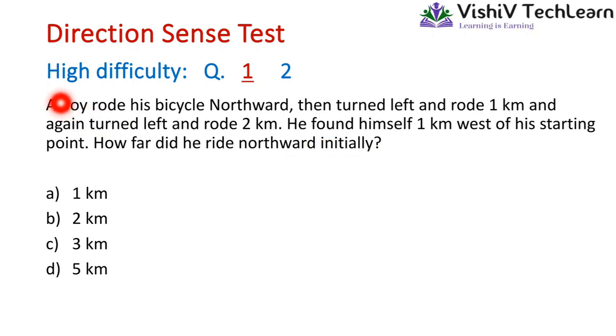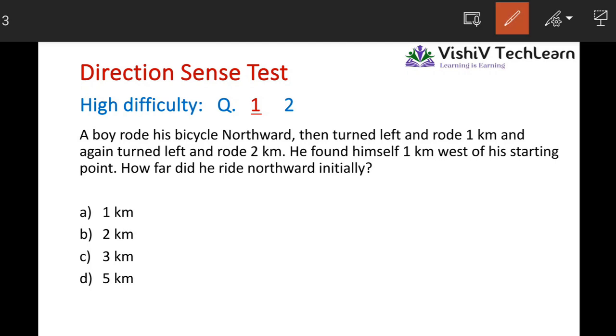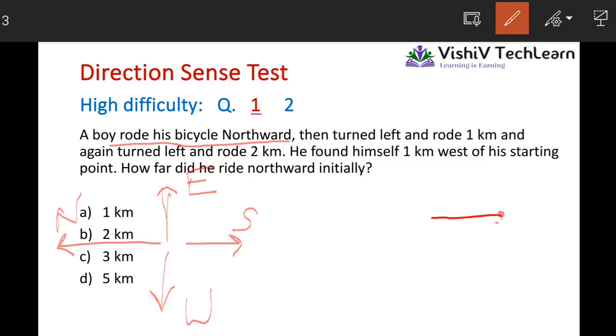So that makes it a high difficulty level question. So try this on your own. I have already given the hint. If you are not able to solve it, we will solve it together here. Okay. So in this case, let's again consider the directions. As usual, on the upper side we will consider east, on the downward side west, on this side north, and on this side south. Now a boy rode his bicycle northward. So let's consider this point as the starting point, and he is riding towards north.